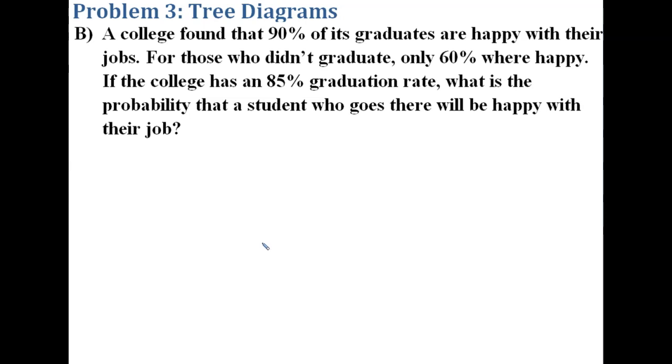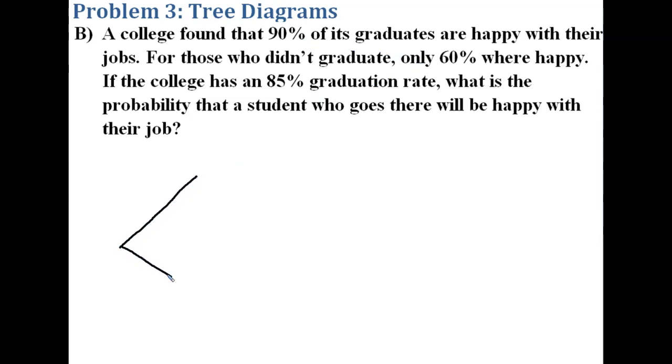Alright, let's run through part B together so you can either get your questions answered or check your answers. We have a college that found 90% of its graduates are happy with their job, and for its non-grads, 60% were happy. If the college has an 85% graduation rate, what's the probability that a student who goes there will be happy with their job? It's conditional probability because whether they're happy or not depends on whether they graduate. So let's map that out.